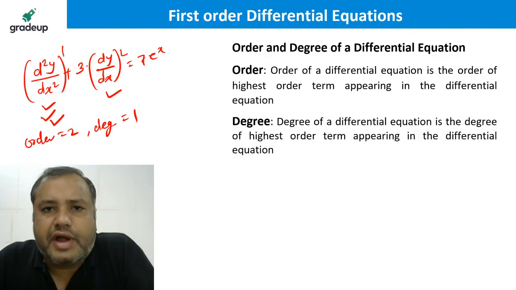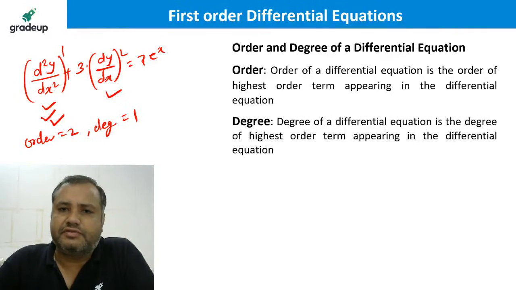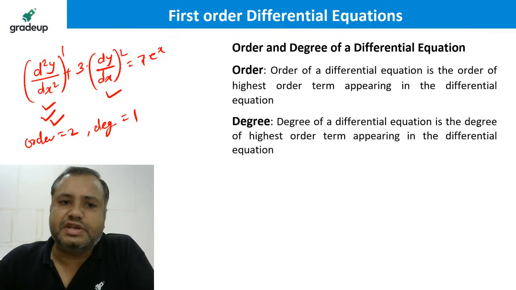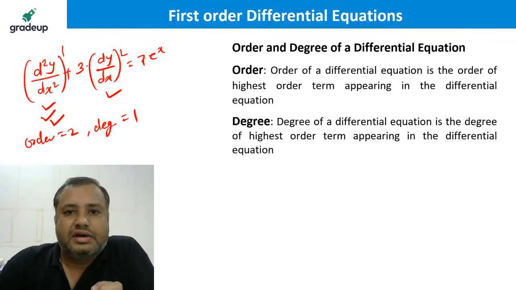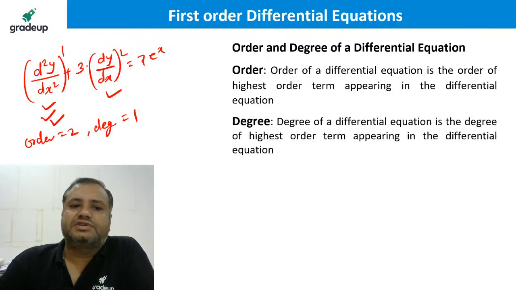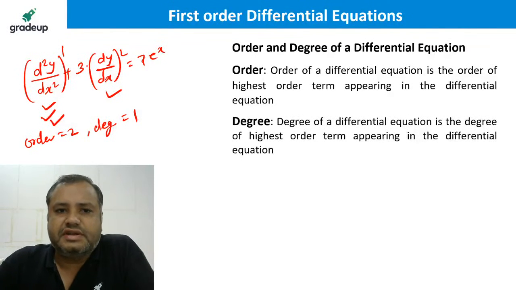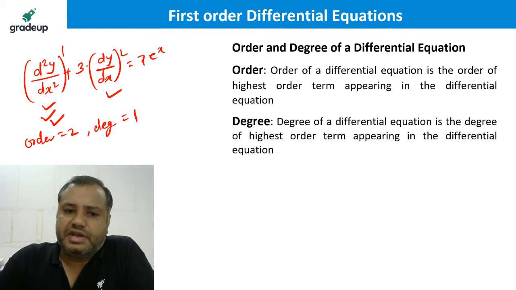So in order to find the order and degree of a differential equation, you have to just find out the highest order derivative term present in the differential equation. If you have obtained the highest order derivative term, then its order will be the order of the differential equation, and its degree will be the degree of the differential equation.